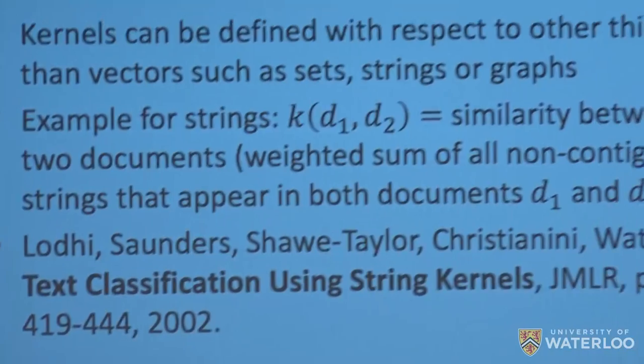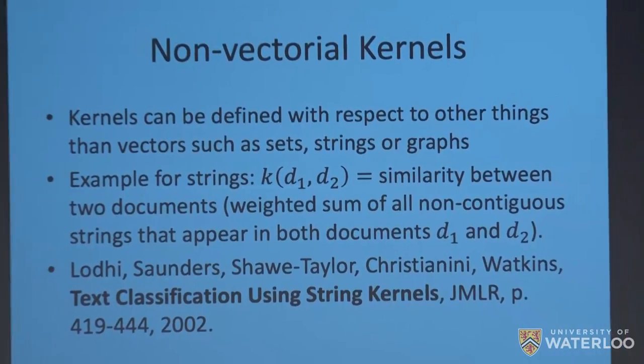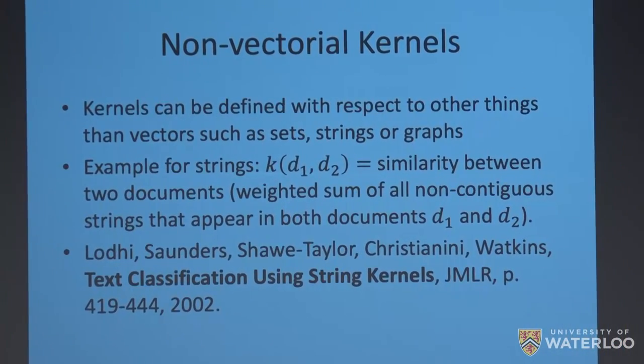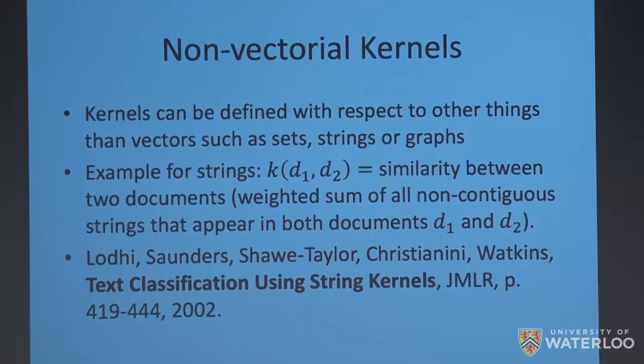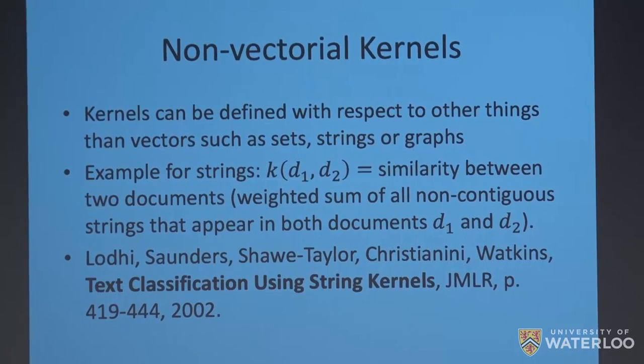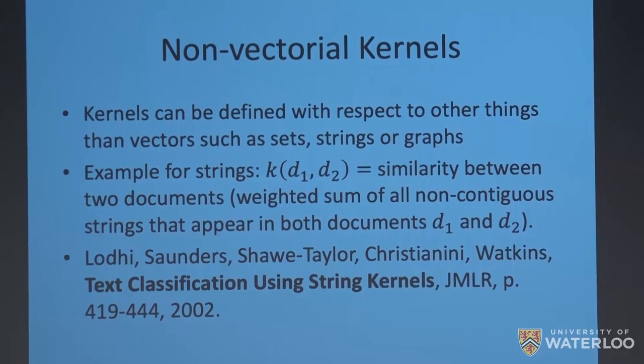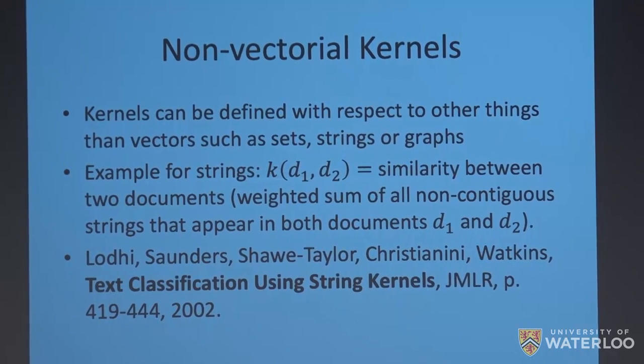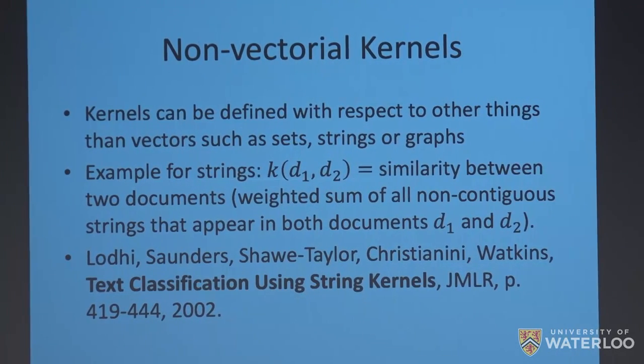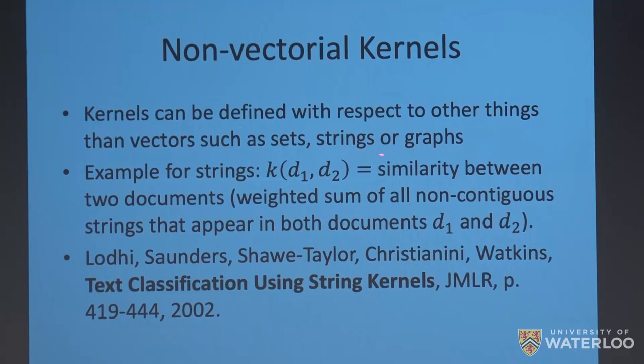Okay, so I've talked about kernels that are defined with respect to vectors so far. Very often in a lot of problems our data is in terms of vectors, but in many other problems the data is not a vector, at least not in its most natural form. So if we think of sets or strings or graphs, these are other types of objects that we might want to work with.